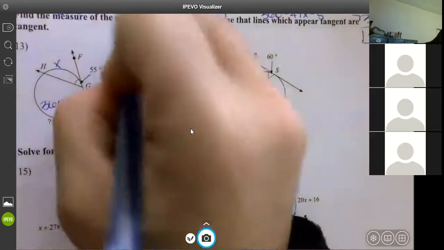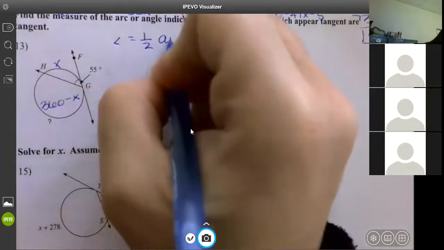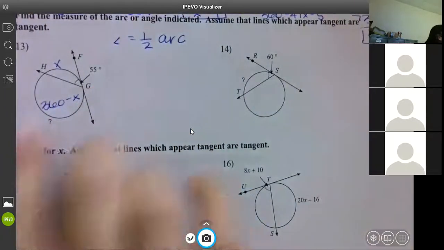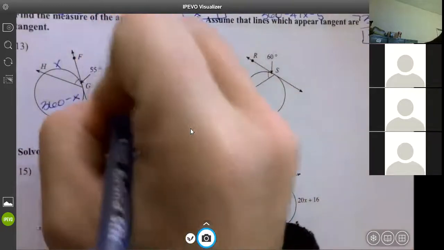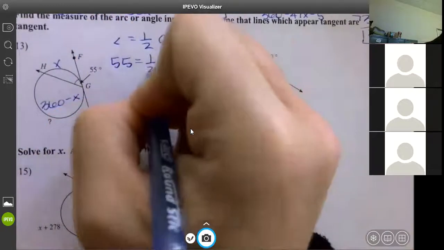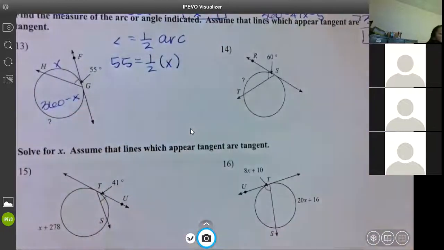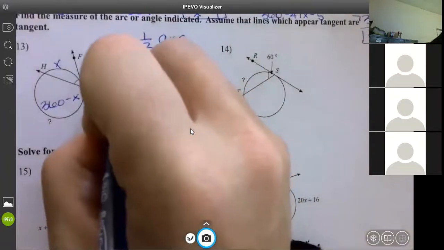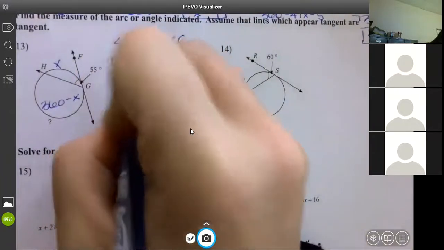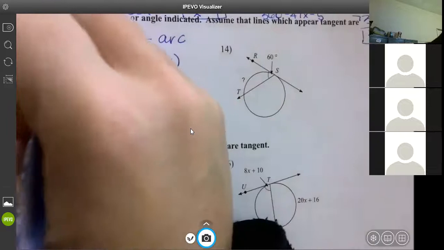So we get angle equals half the arc. And again, I would do it this way, the same way. The bigger one's going to be the 360 minus x. Your angle is 55 equals half, and we don't know that arc. We labeled it X. We're going to multiply by 2. What do we get? 110 equals X. So this arc is 110.